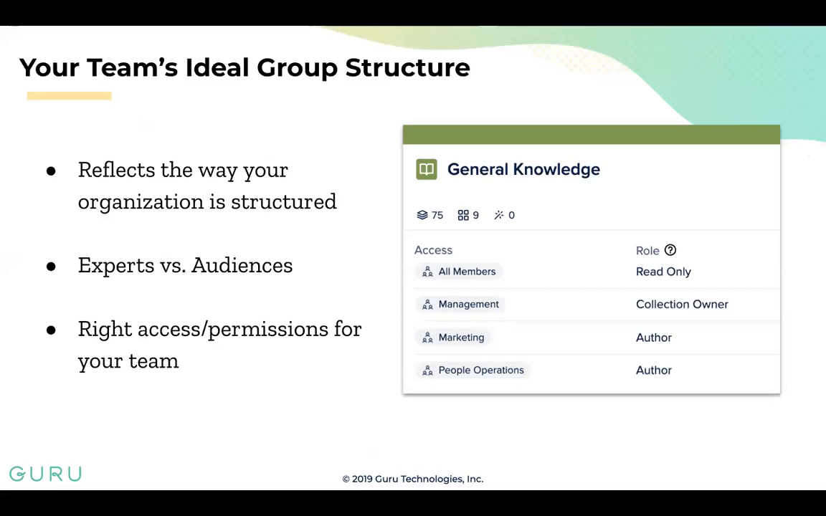So maybe you have some agents that have higher permissioning than others, creating two separate groups for those. And that level of granularity will help you down the line in terms of permissioning particular content and also viewing analytics on those specific groups. You also want to think about which groups should be experts and which groups should be audiences.